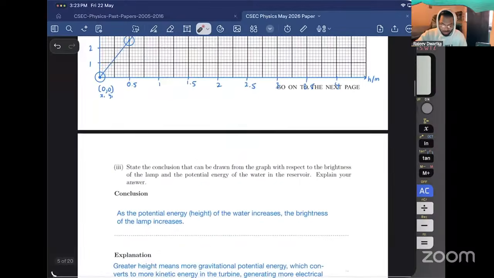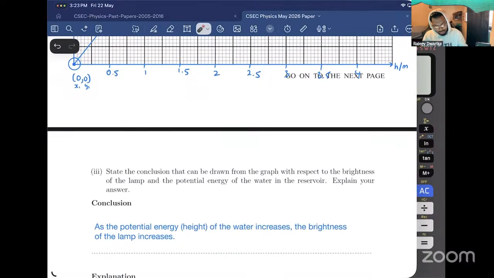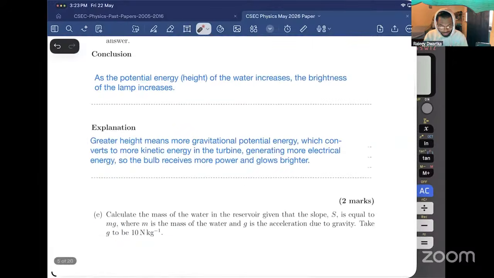So the answer here already: as the potential energy height of the water increases, the brightness of the lamp increases. And you had to explain this, right? I just told you, at a greater height you'd have more gravitational potential energy, which converts to more kinetic energy. And this will generate more electrical energy.